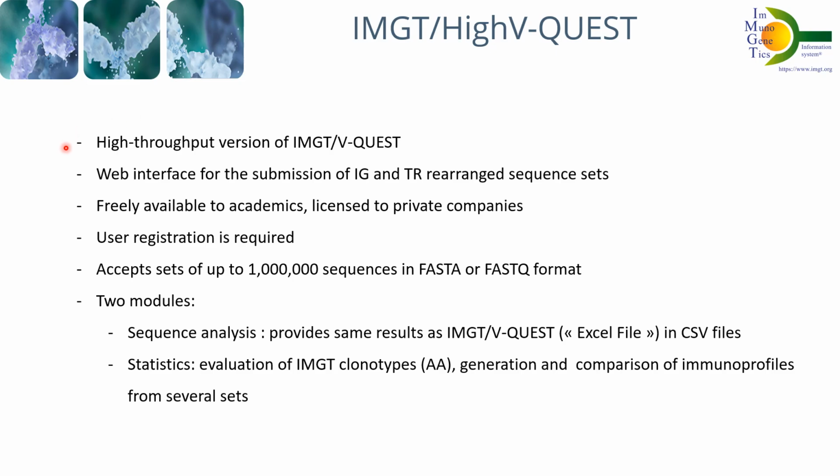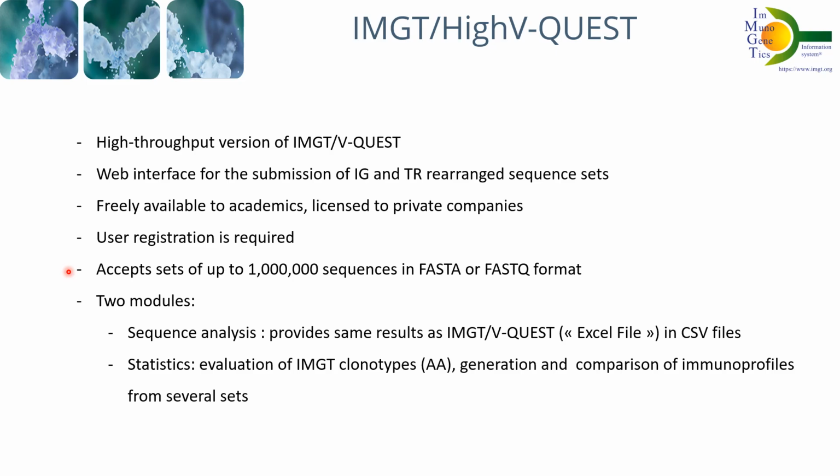IMGT HighV-QUEST is a high-throughput version of IMGT V-QUEST. It has been on the web since 2010. The sequence sets are submitted through a web interface. The tool is freely available to academics and licensed to private companies. The registration of users is required. This allows the tool to automatically notify them by email when the results are available.